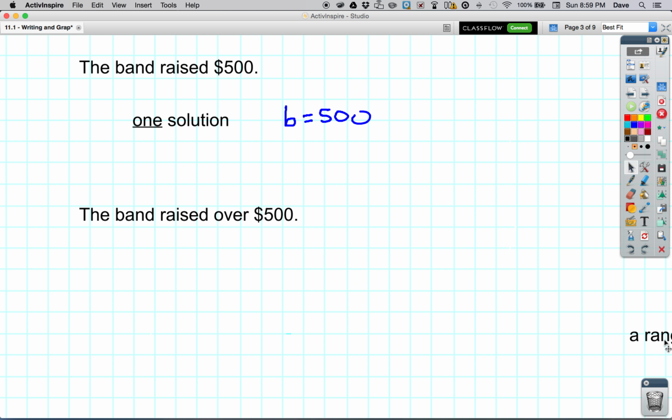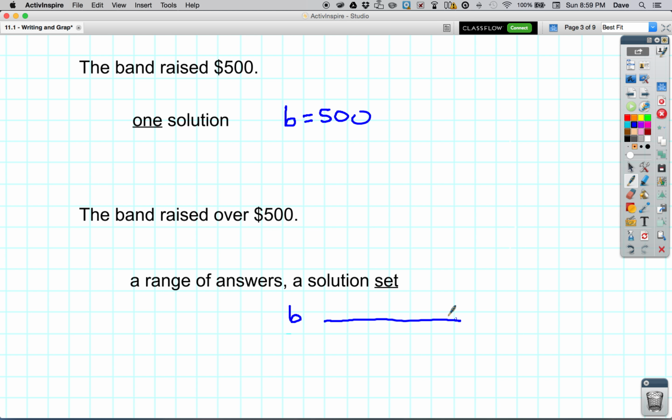But for something like this, we're now representing a whole range of answers, what we call a solution set. And so what we have to do is use other symbols to represent this, where B isn't just equal to one thing, it's representative of a whole range of possible answers. And so what we need is symbols that help us describe that, which is where we get inequalities.